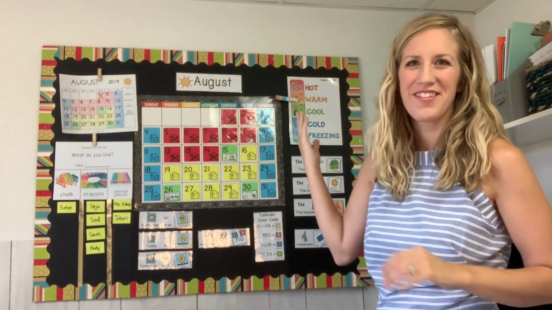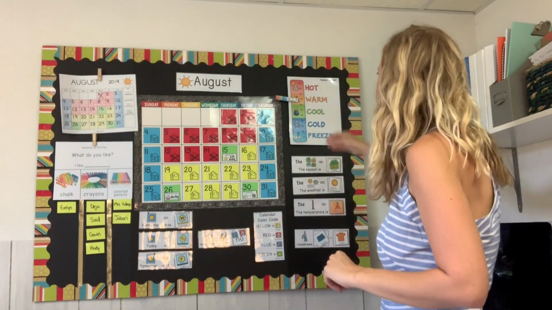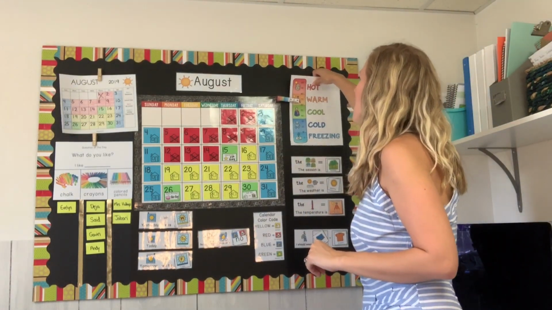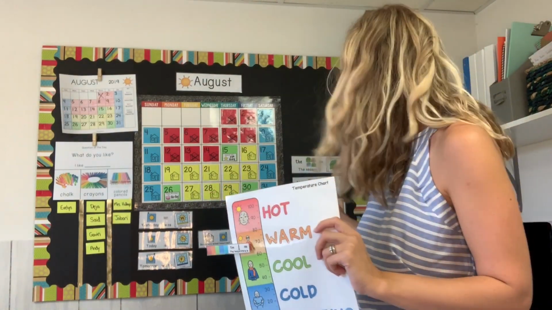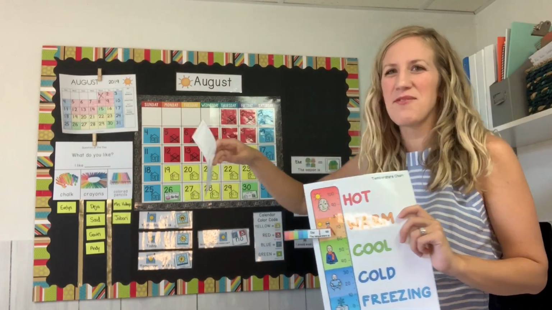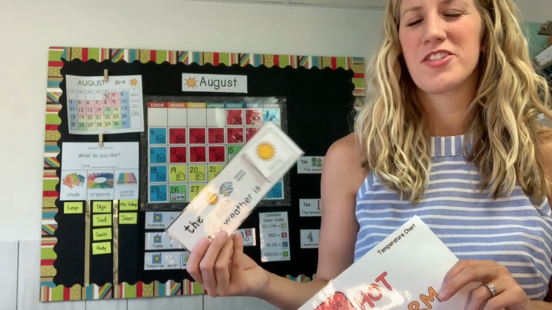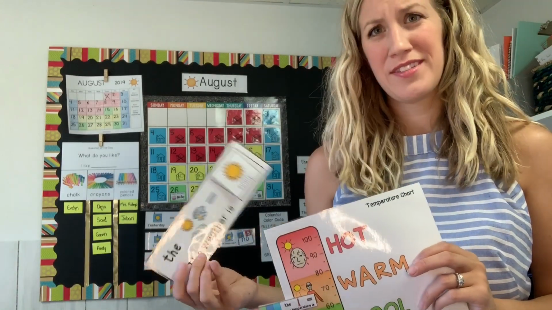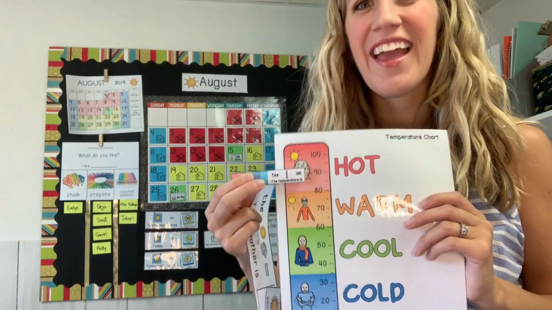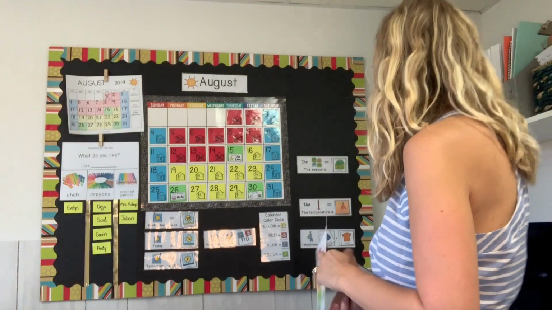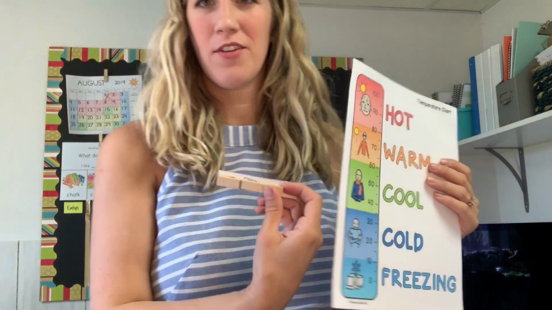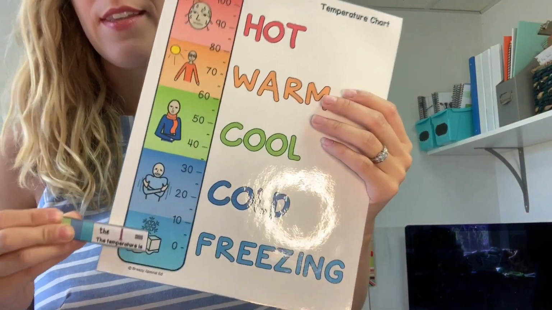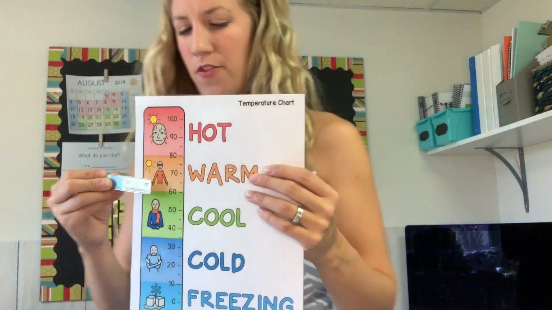And then another thing I wanted to show you guys was this weather chart. I feel like it's so important to talk about the temperature and not just the weather, because we can have sunny days and it will still be 30 degrees, right? So we want to make sure that our students know the difference between sunny and 80 and sunny and cold, okay? So we talk about the temperature, and then they can move this little clothespin up or down based on the temperature, and you can see the different visuals there for what the weather is like.